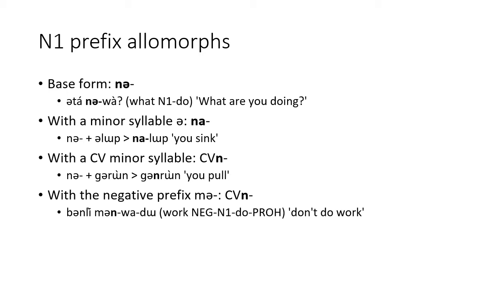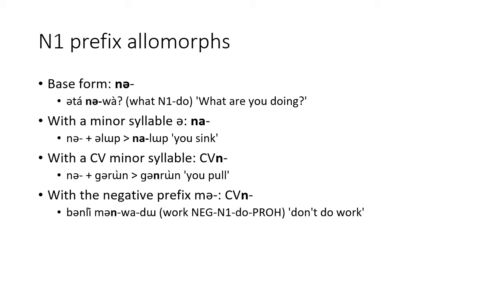However, there is another allomorph, which is n, and it comes about when there is either a minor syllable or a prefix minor syllable, such as with the minor syllable g at the beginning of the verb gerun, to pull. So when we add n, you pull, is pronounced gunrun. So in that case, I would consider n to be an infix.